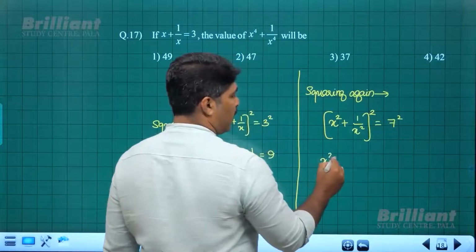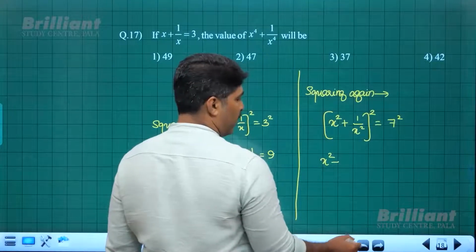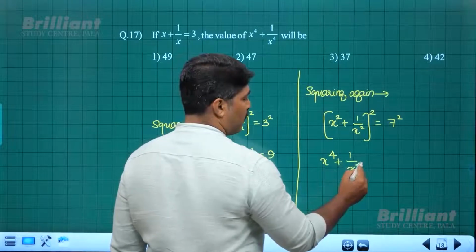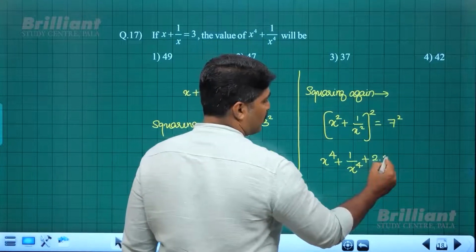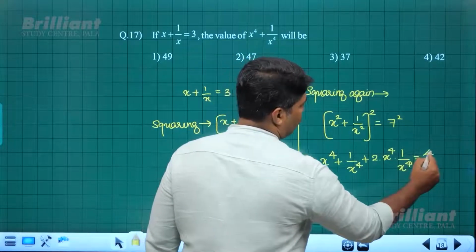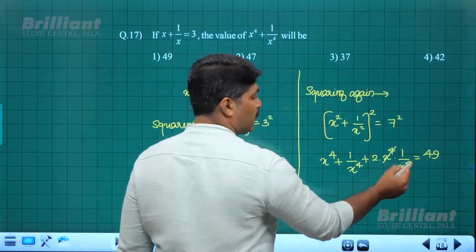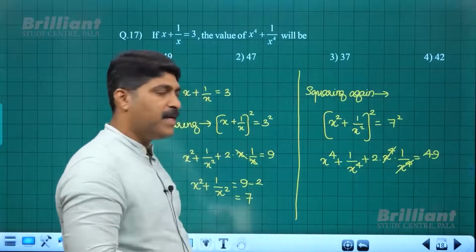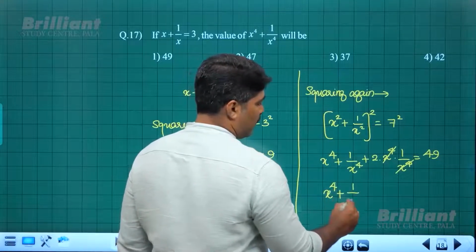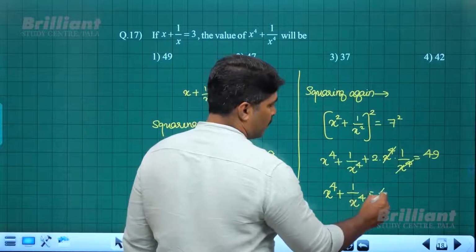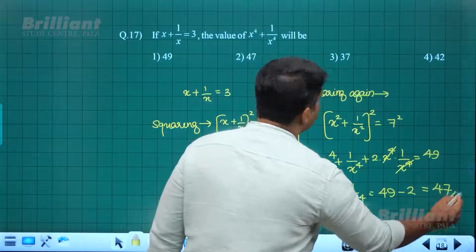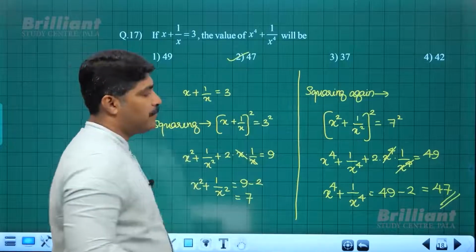So here x square, the whole square, we can write as x raised to 4 plus 1 by x raised to 4 plus 2 times x raised to 4 into 1 by x raised to 4 is equal to 49. Here x raised to 4 into 1 by x raised to 4 becomes simplified or eliminated. Therefore, x raised to 4 plus 1 by x raised to 4 is equal to 49 minus 2, which is equal to 47. So the answer is option 2.